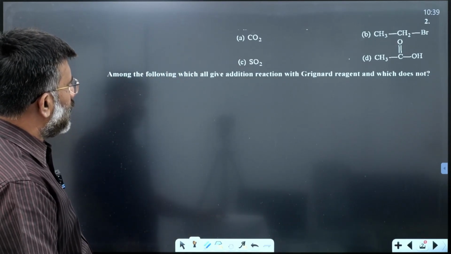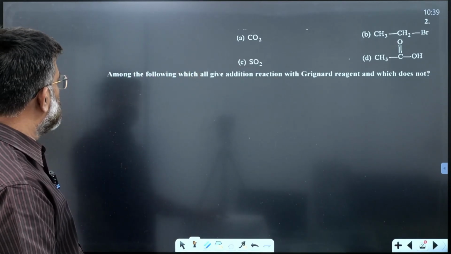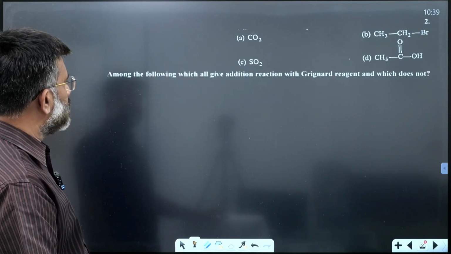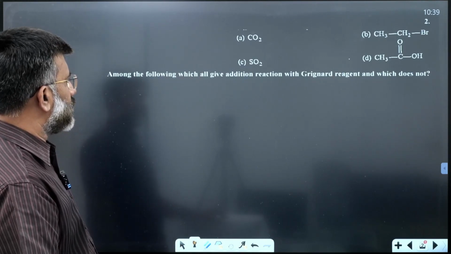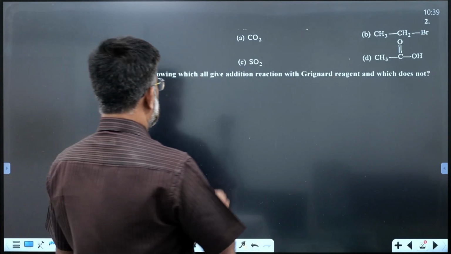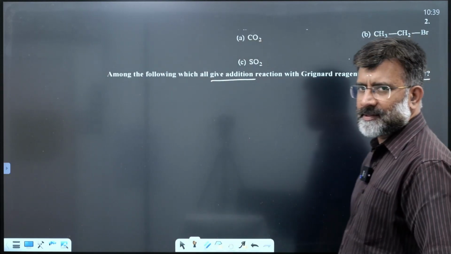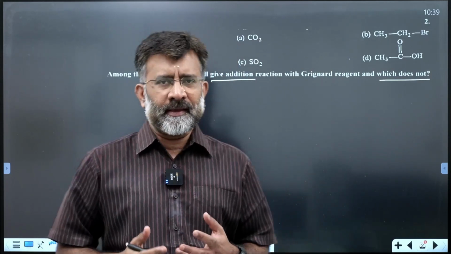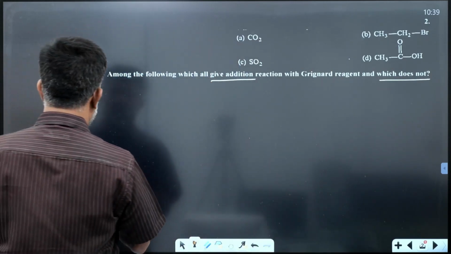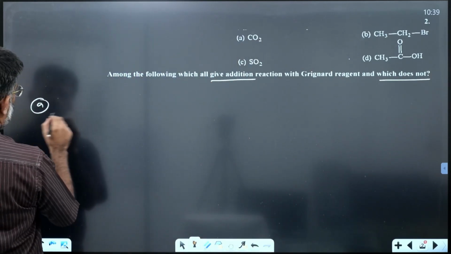Here we have again four choices available. Among the following, which all give addition reaction with the Grignard reagent, and which do not? That is the question. Option A is very popular and known to all. Option A, very popular, right?